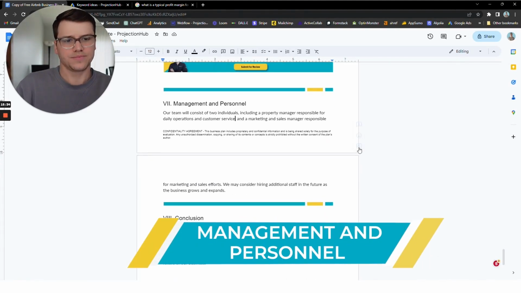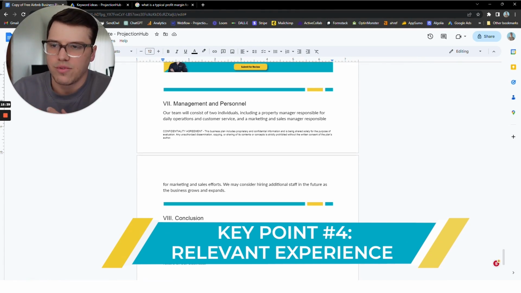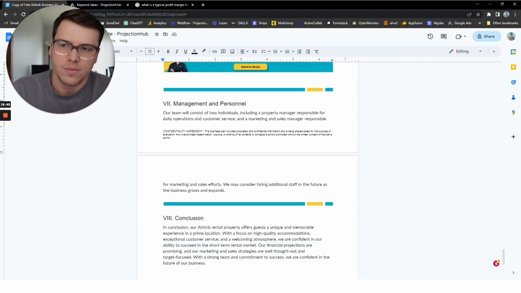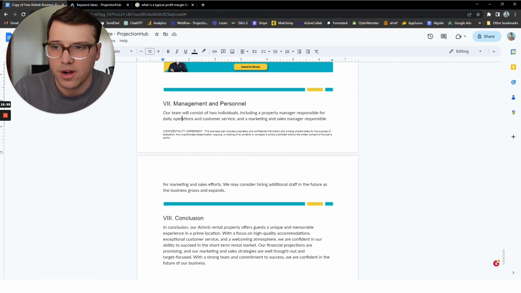So those projections are going to bring us down pretty close to the end, except here we go, management and personnel. Key point number 4. Does anyone who is a part of your business have some relevant industry experience? Now, for something like an Airbnb, it's not crucial that you've managed a property before, but what is your experience, right? Have you done some home renovations before? If you're buying a property that you're going to have to fix up, have you ever flipped a house or that kind of thing? I'm not saying that's a requirement.